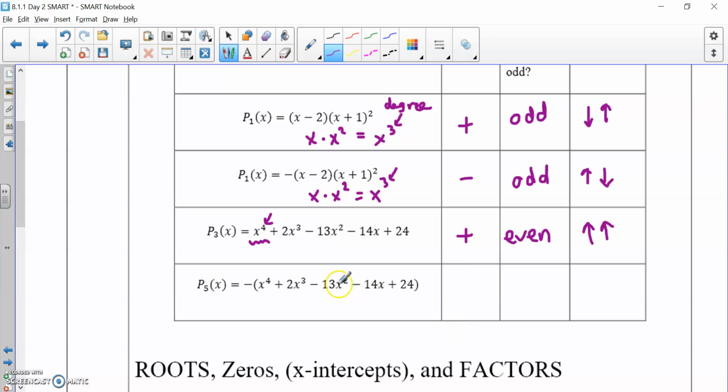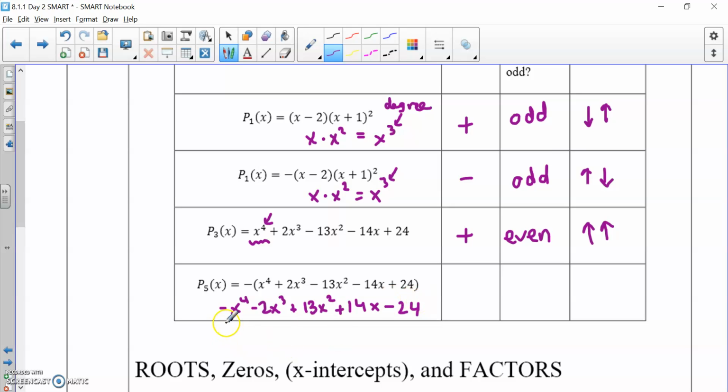Okay, and one last example here. Notice that there is a negative sign out front. If we were to factor that negative sign into this whole polynomial, we could rewrite it as negative x to the 4th minus 2x to the 3rd. It would change all the signs on everything. So anything positive will turn negative, anything negative will turn positive. So plus 13x squared plus 14x minus 24. And again, we just changed all the signs because of this negative out front.